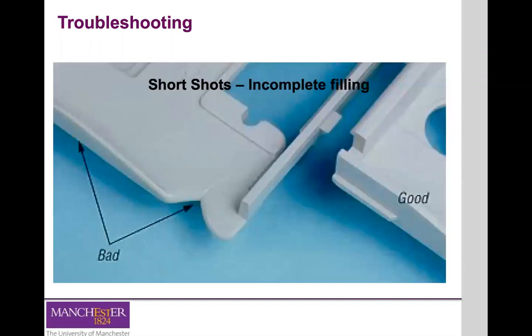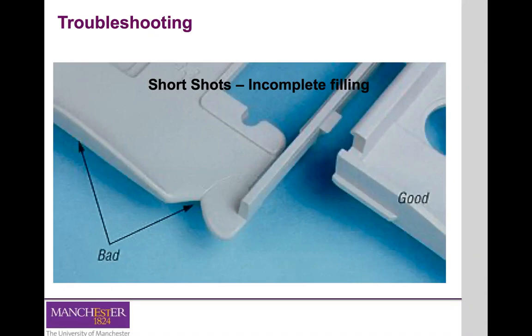Finally, a very typical defect in injection molding is what we call a short shot or incomplete filling of your mold cavity. So basically this happens when you are trying to inject a part and when you open the mold, you realize that not all or the entirety of the cavity of the mold has been filled with material.